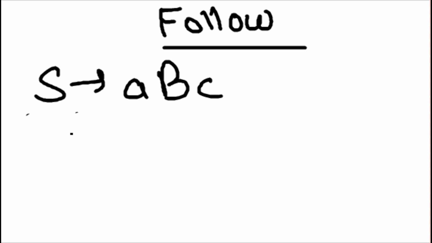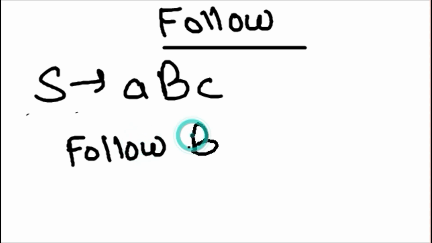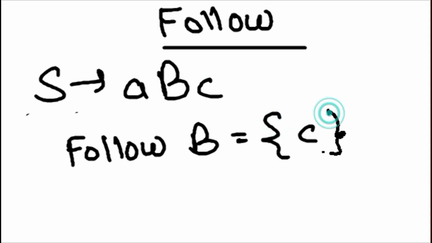Now how do you find the follow of B? You just have to look at the next symbol after B. Follow of B is anything that is in front of B. In front of B, there is a terminal symbol which is small c. And if there is a terminal symbol, you will just include it as it is. That is how you find the follow.